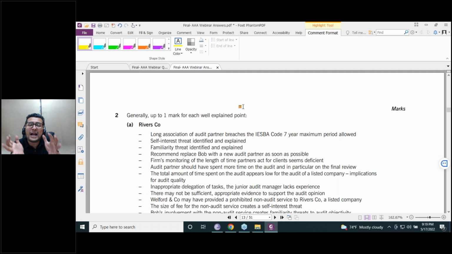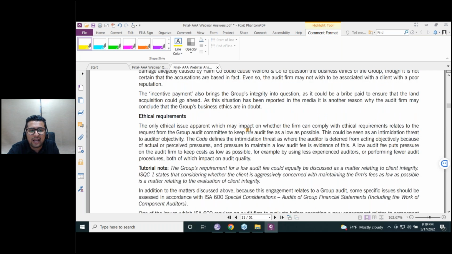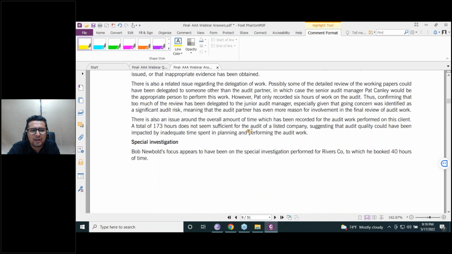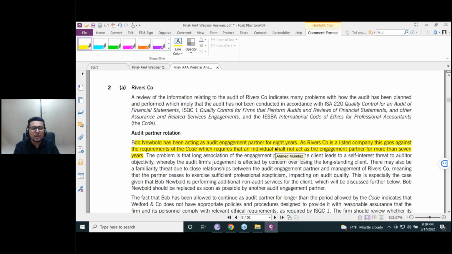But if you say that it breaches the maximum period allowed by IESBA, which is 7 years, so it is not in line with the ACCA code of ethics and conduct, that will give you 1 mark. So read it again. Bob has been acting as an audit engagement partner for 8 years. That does not give you 1 mark. As River Company is a listed company, that is against the code which states that an individual should not be engagement partner for more than 7 years. Now you have got 1 mark.